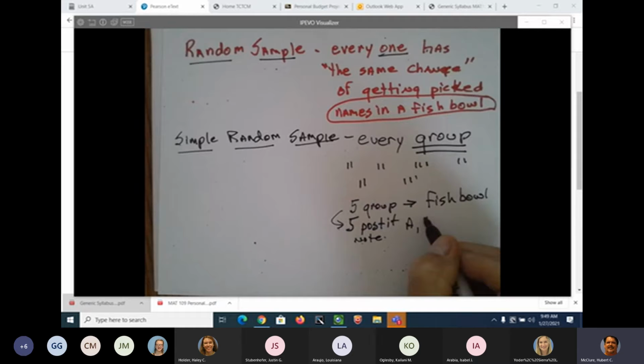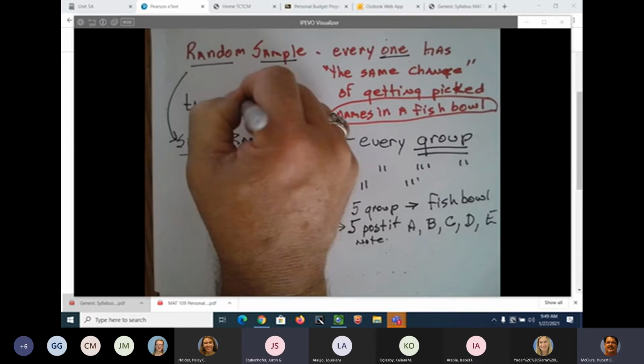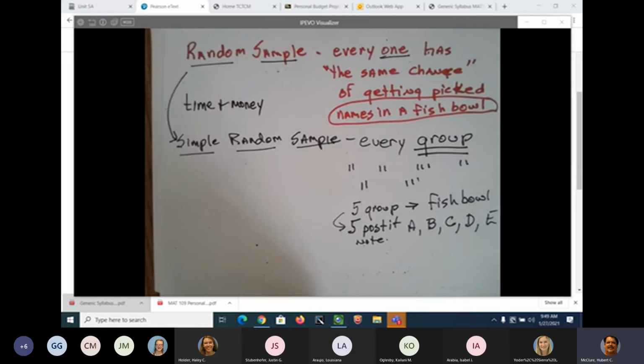Now, why would you use a simple random sample instead of a random sample? To save what? Time and money doing the actual surveys. And the last good one to use is a systematic random sample. And what is a systematic random sample?